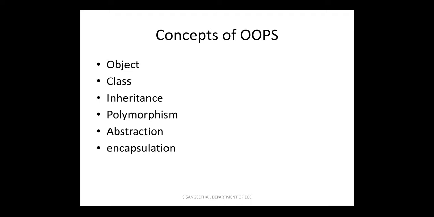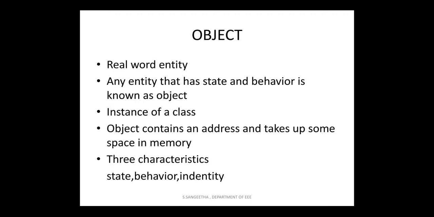First one will be object. Object means it is a real world entity, for example, pen, chair, table, etc. Any entity that has state and behavior is known as an object. An object can also be defined as an instance of a class. An object contains an address and takes up some memory space.